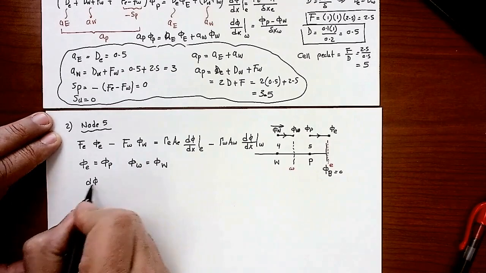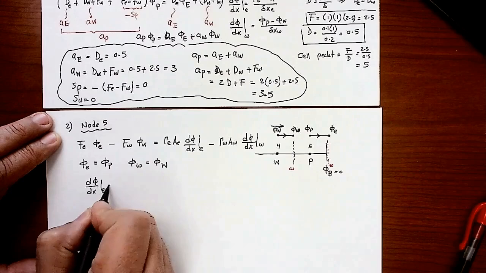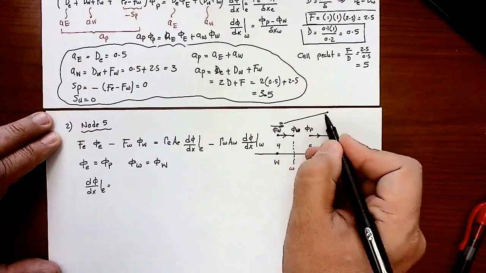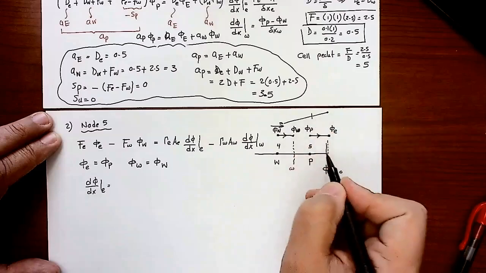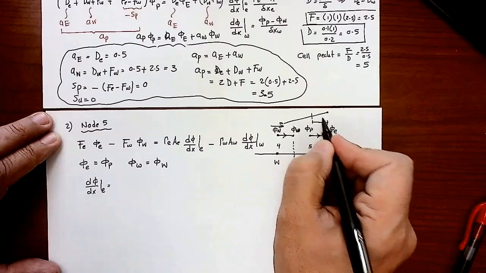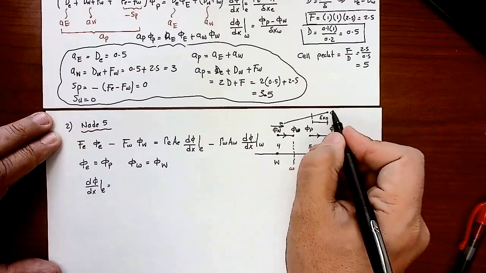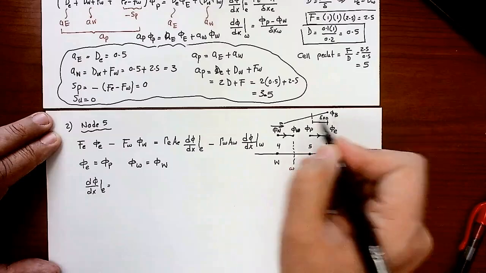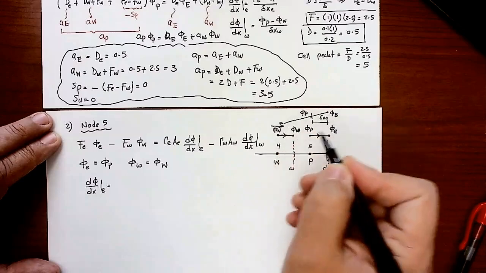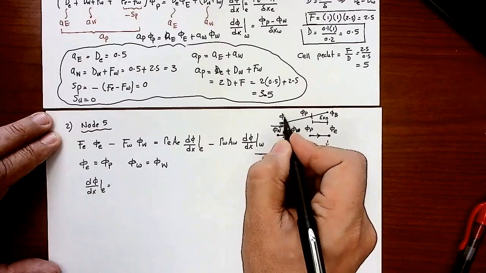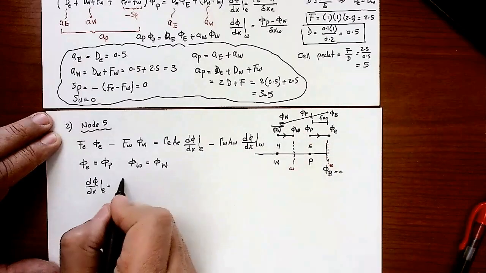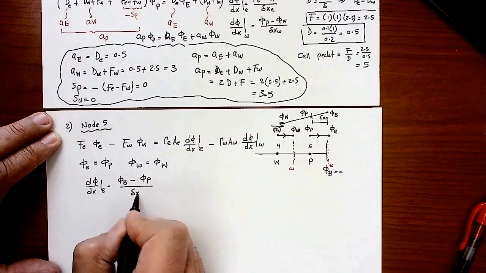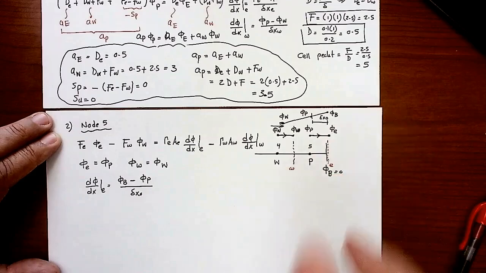D phi by dx on the east face. Now, this will be the linear change, right? So I'm going to calculate that based on delta x node. So for the east face, I will have phi b minus phi p divided by delta x node, which is, delta x node is half delta x e, right?